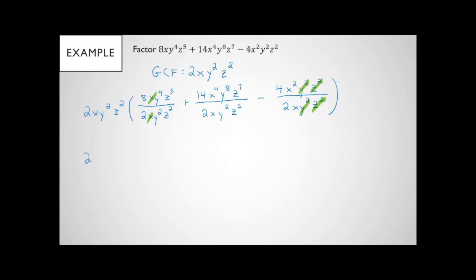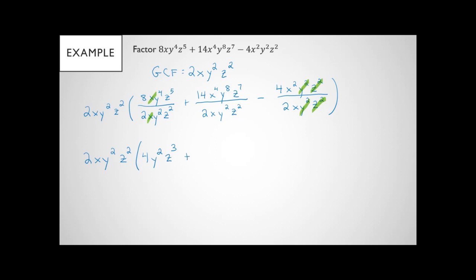So next line, I have my 2x y squared z squared, and then in parentheses. So first fraction basically we have is 8 over 2, so that's 8 divided by 2, which is 4. And then we're following the rules of exponents where you subtract from top to bottom. So the x's cancel, but we have y. 4 minus 2 gives us an exponent of 2. And on the z's, 5 minus 2 gives you an exponent of 3.